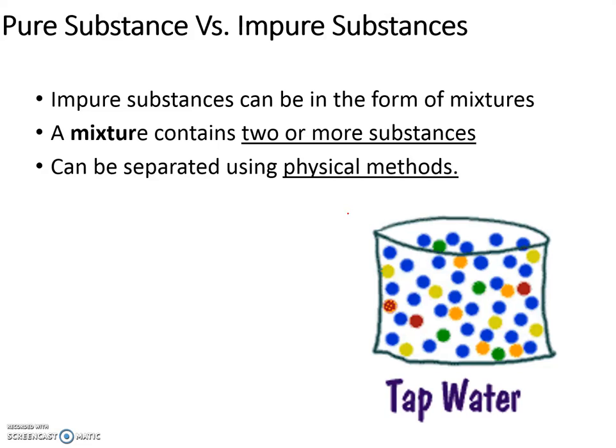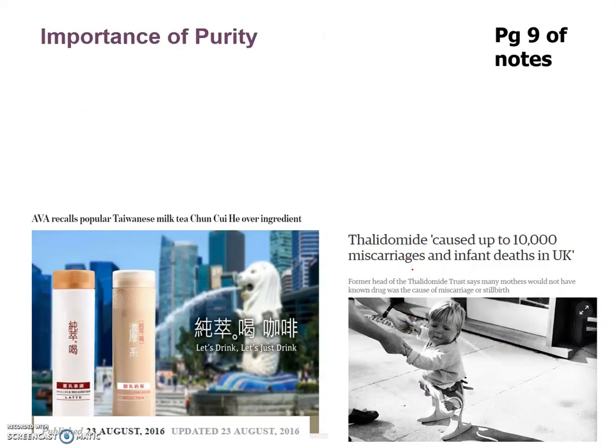Now, an impure substance like tap water will contain many different types of particles. So it contains water, and maybe this is salt, and maybe this is sugar, or any other kind of mineral. So this is what we call a mixture because it contains two or more substances. And this is what we're going to look at, purifying and separating using these techniques. So it will be a physical separation.